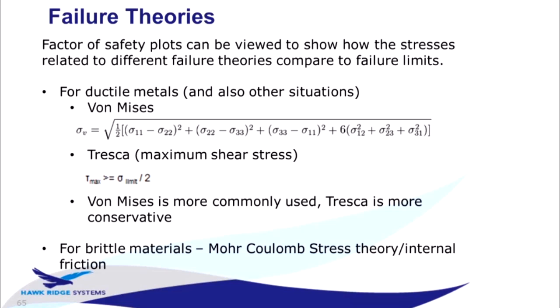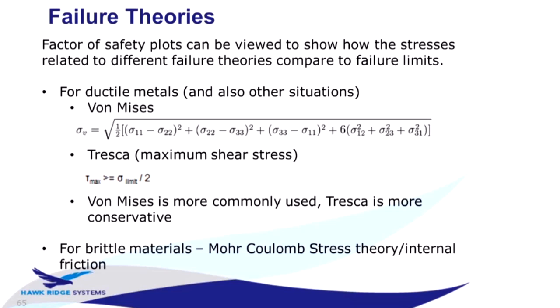Depending on how conservative you want to be, or if your standard instructs what theory to use, you can do that. But von Mises is the most commonly used, especially for ductile metals. If things are brittle, they don't fail the same way. And so we actually have another failure theory built in for brittle materials.